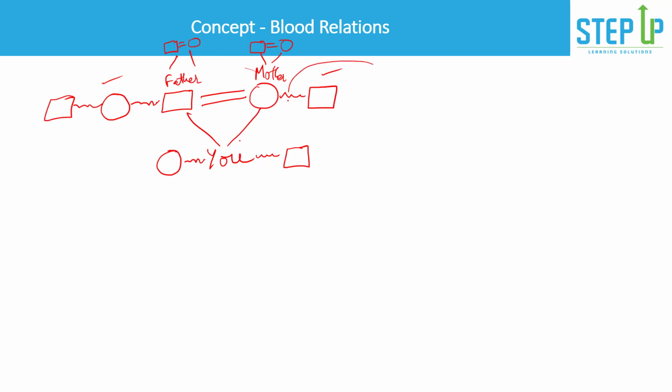Another thing to note is that an uncle from this side is also an uncle, and from this side is also an uncle. The distinction is that on the mother's side we call it maternal uncle or maternal aunt. Similarly, if somebody is on your father's side, you call it paternal. PATR is a root which means father, and MATR is a root which means mother. From there it has come.